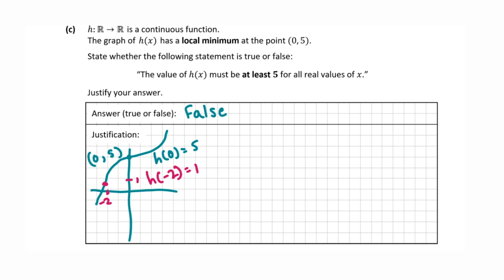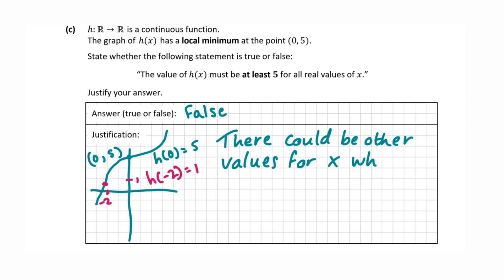And the reason for that is, what we just proved, is that there could be other values for x which give us points below 5, because as you can see here, the value of -2 for x will give us a point of 1, which is obviously below 5. So I've just written down our justification there, and to prove that answer to be false, you get a total of 10 marks.